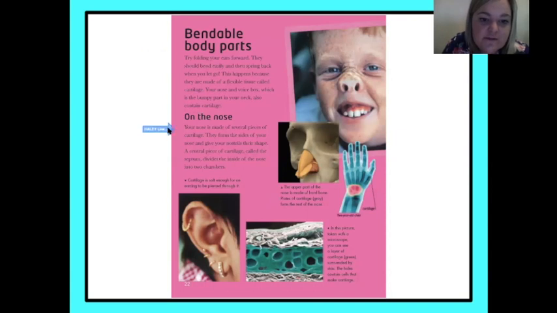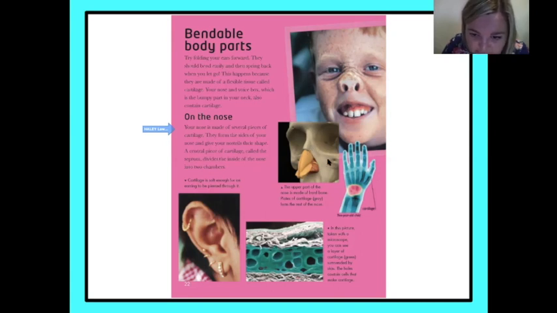On the nose. Your nose is made of several pieces of cartilage. They form the sides of your nose and give your nostrils their shape. A central piece of cartilage called the septum divides the inside of the nose into two chambers. That's this little guy in the middle. Down here it says cartilage is soft enough for an earring to be pierced through it. And then up here it says the upper part of the nose is made of hard bone. Plates of cartilage, gray, form the rest.